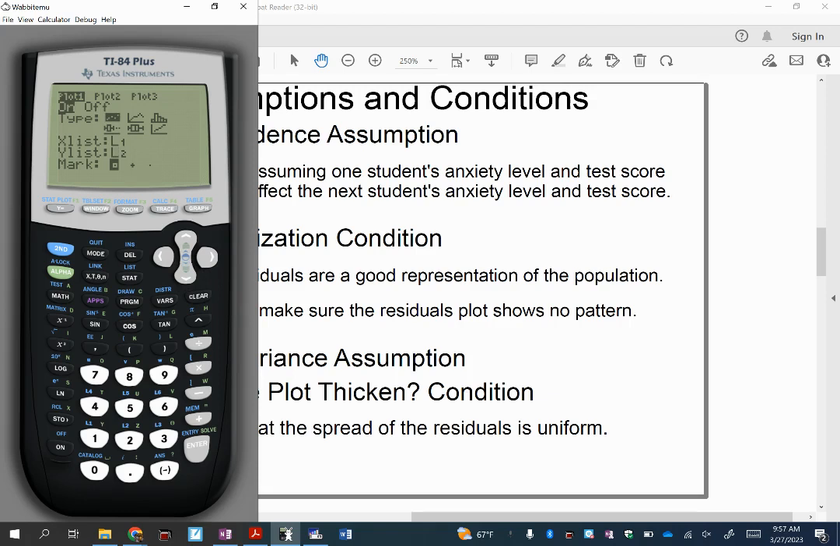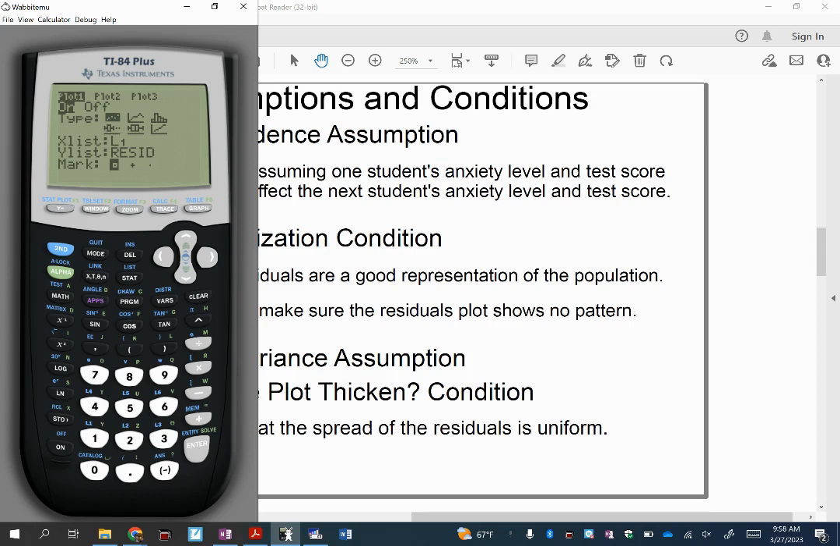So hit second stat, which is list. And hopefully you see number 7. Here it says resid. Again, if you don't see that, what does that mean? If you don't see resid, you haven't done the regression first. You have to do the linear regression first. The computer has to find the residuals first. Okay? All right. So hit resid.